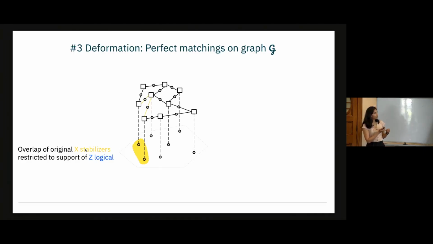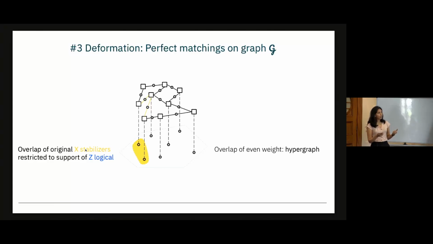So the qubits shown in the blue box are supporting the Z logical. And the Z logical may overlap with some of the X stabilizers of the code. We know that the Z logical commutes with the X stabilizers, so the overlap has to be even sized. And this overlap needn't just be on 2 qubits. It could be on any even number of qubits, 2, 4, 6, and so on. So this can be described as a hypergraph kind of a relation.